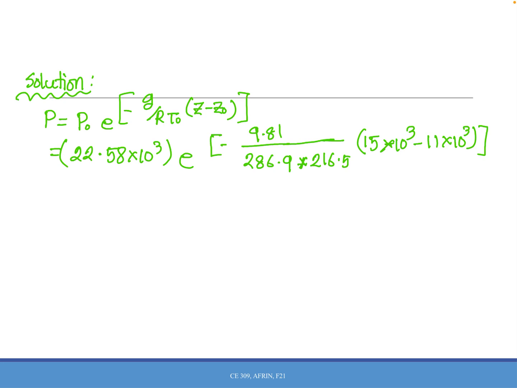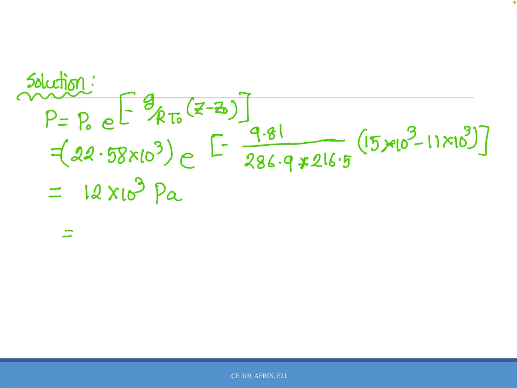Okay, and if you do all the calculation properly, I'm just writing the very final answer, which is 12 times 10 to the power 3 pascal, which is 12 kilopascal. That means at 15 kilometers elevation from the ground surface, the pressure will be 12 kilopascal.